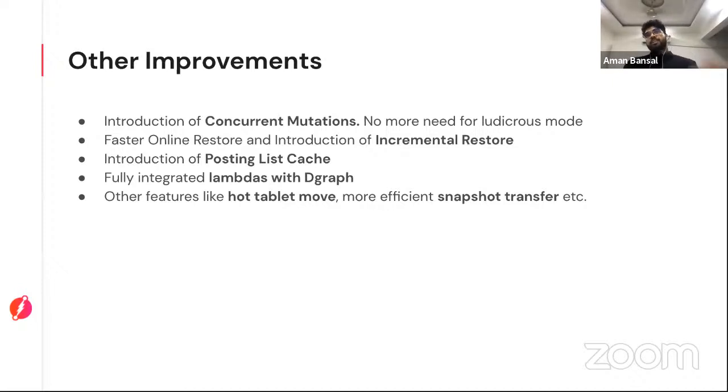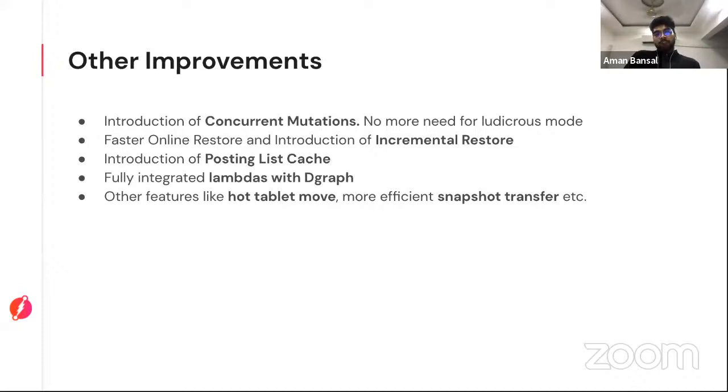So now the posting list, which is the integral data unit of Dgraph, we introduced caching there, and what it means is less disk reads while querying the data, and it actually improves our query performance by a great margin.